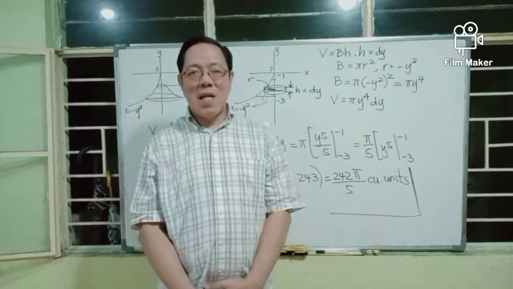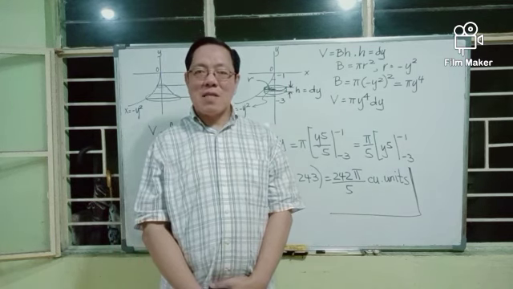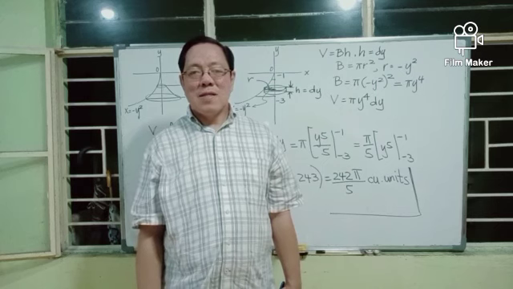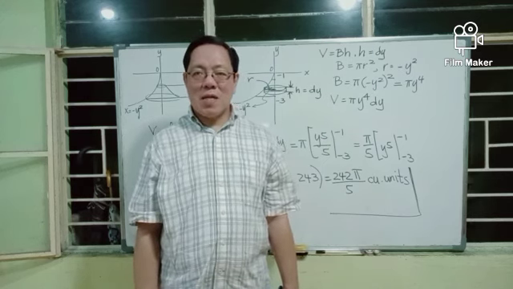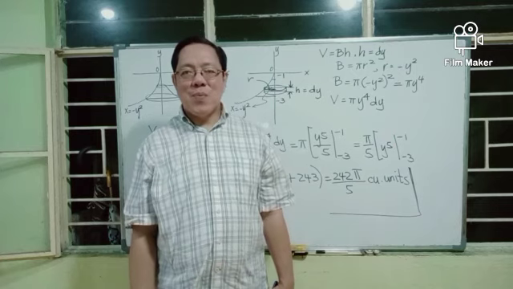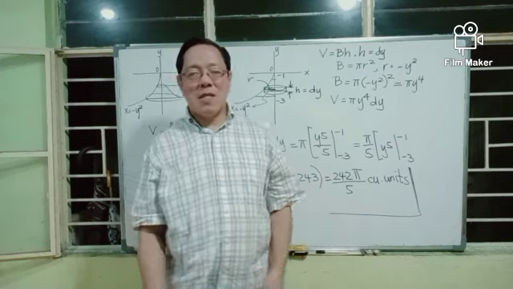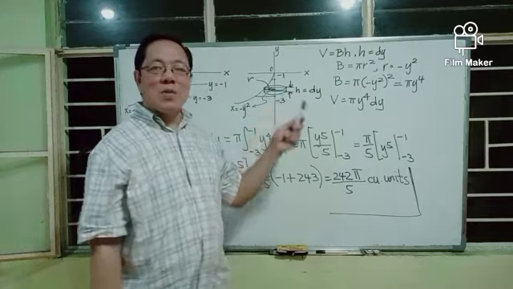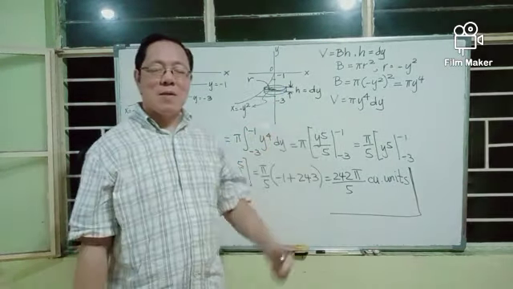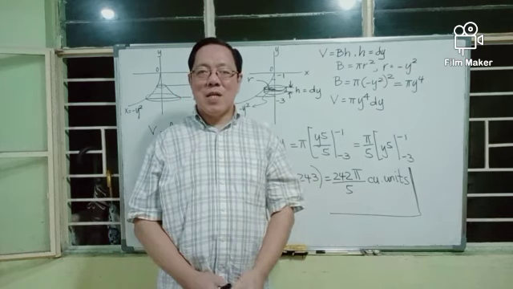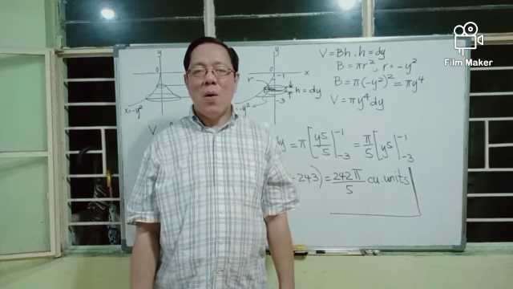If the rectangular element is perpendicular to the x-axis, then the h or thickness of the disc is equal to dx, the differential of x. If the rectangular element, such as in example 2, is perpendicular to the y-axis, then the thickness of the disc or the height of the cylinder equals the differential of y.